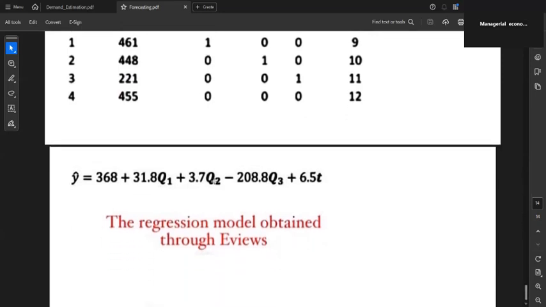You just have to give the values: if it is a quarter 1 value, then you give 1, and the quarter 2 dummy variable will be 0 and quarter 3 will be 0. Then you give the time period for the forecast. Likewise, forecasting will be easier if you use seasonal dummy variables and create this regression model.